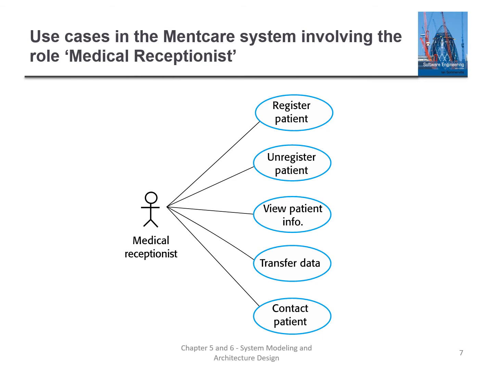So if you are using a use case, you can capture the main functions within it. That's why it is said that the use case diagram is used during requirement elicitation, because it's capturing the main functionality of the system. For example, this is only showing part of the diagram, only for medical receptionists. What are the functions normally done by this user or actor? If this is a medical receptionist, they register patient, unregister, view patient information, transfer data, and contact patient.